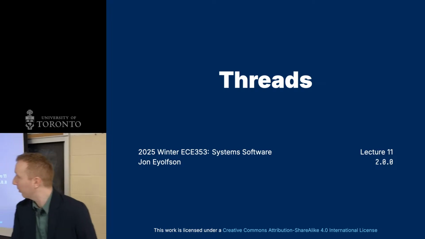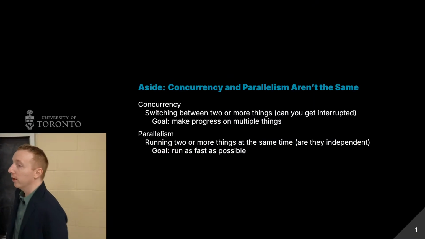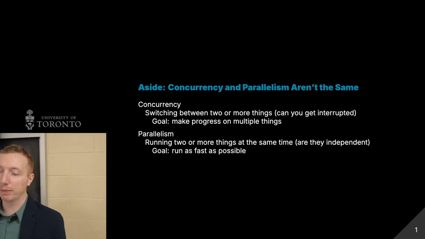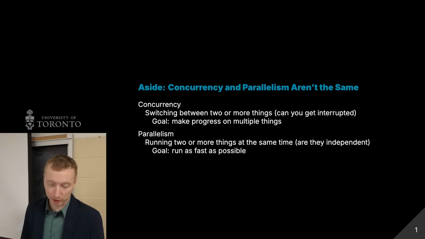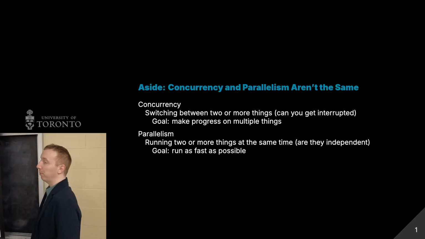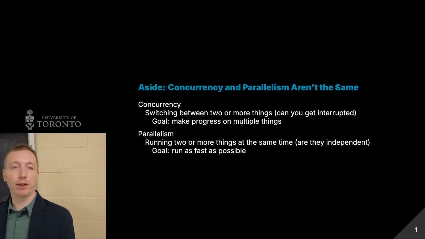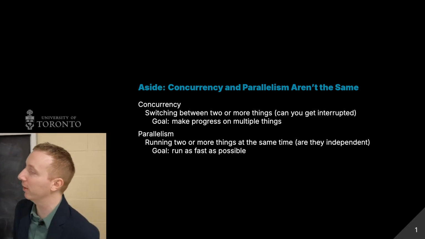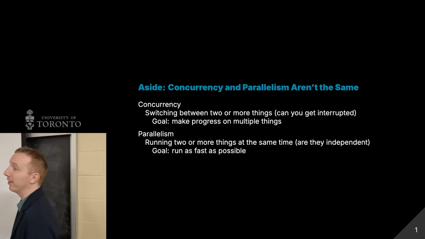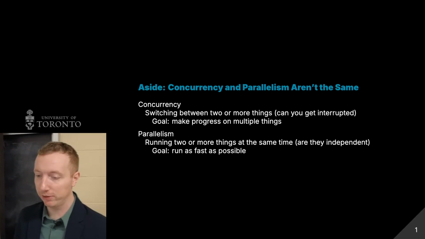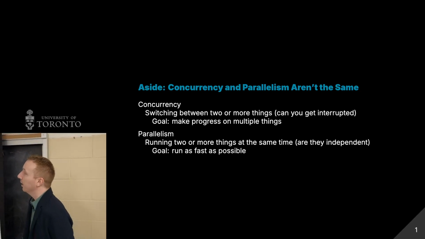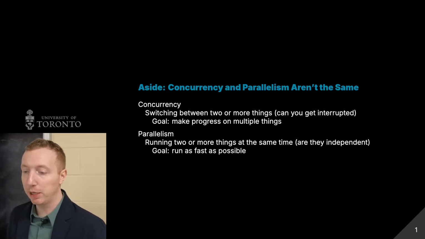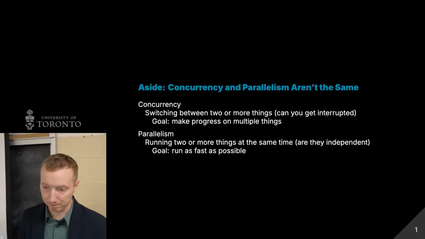All right, so threads. So first, we get a fun, silly, real-life example because we have to talk about concurrency and parallelism. For most normal people that aren't computer scientists, those two words are synonyms. But computer scientists are weird people, and concurrency and parallelism do not mean the same thing.